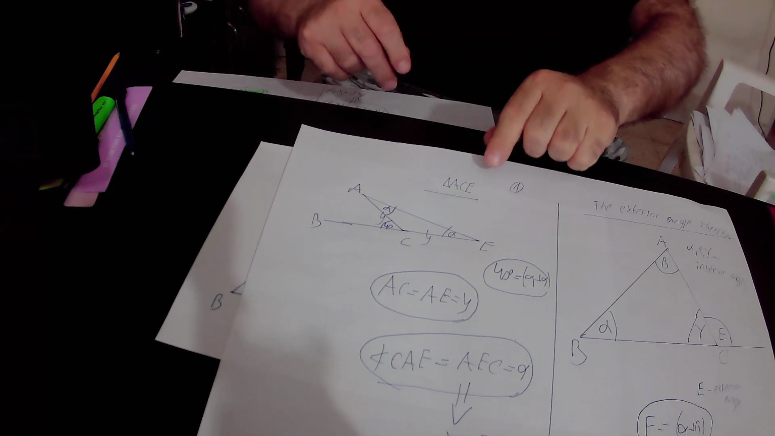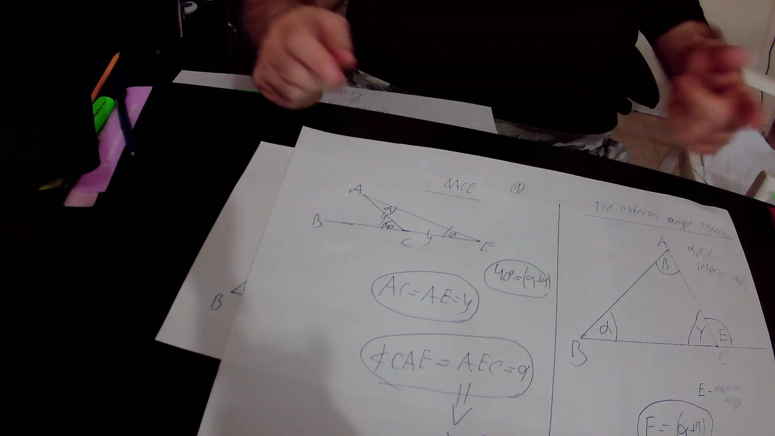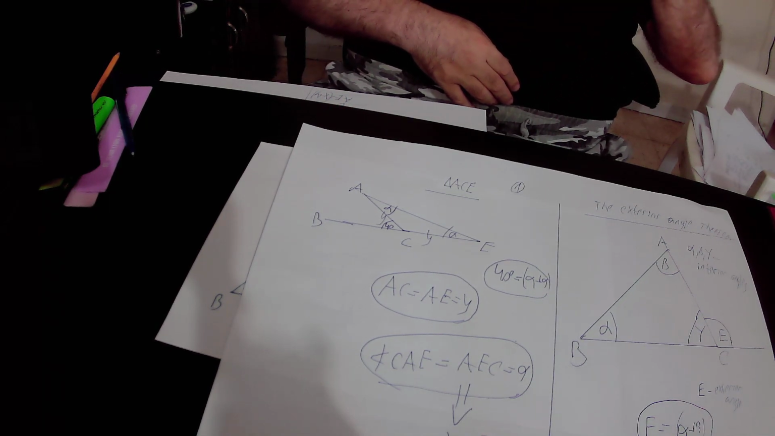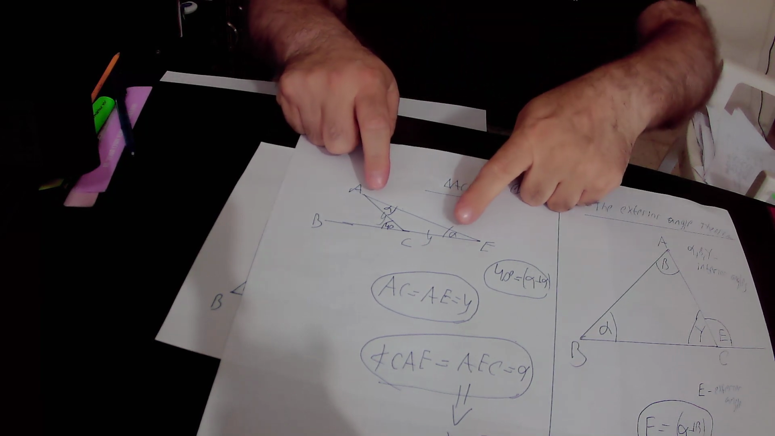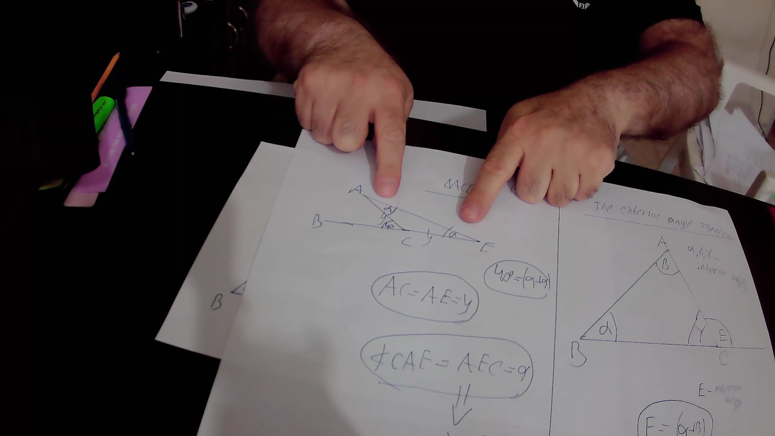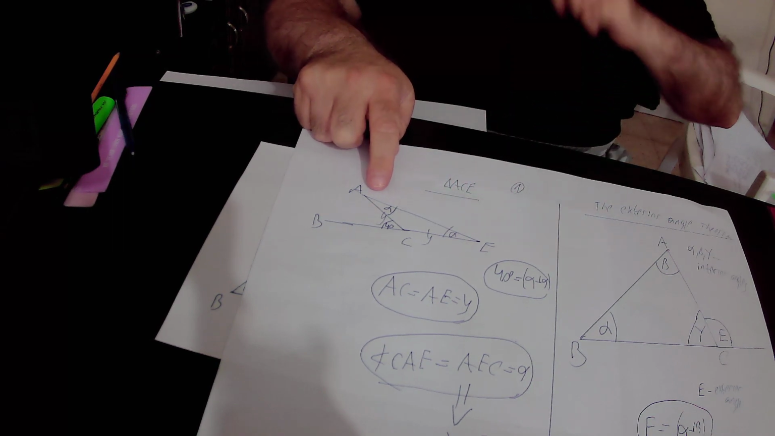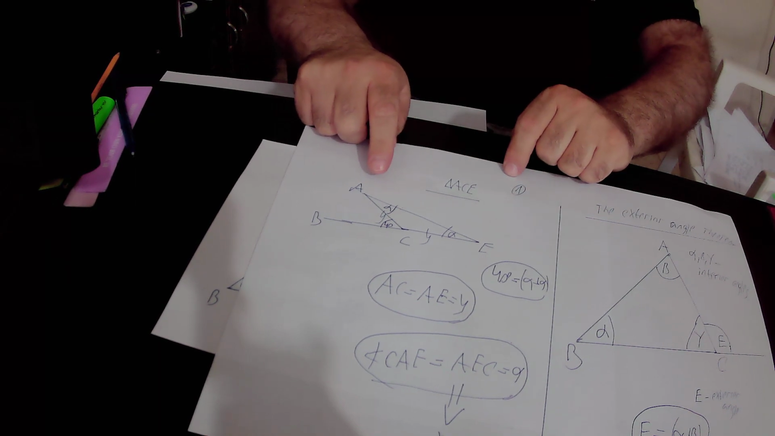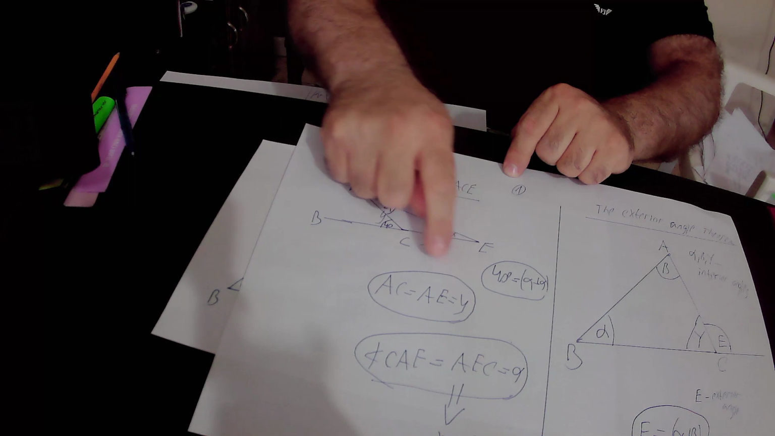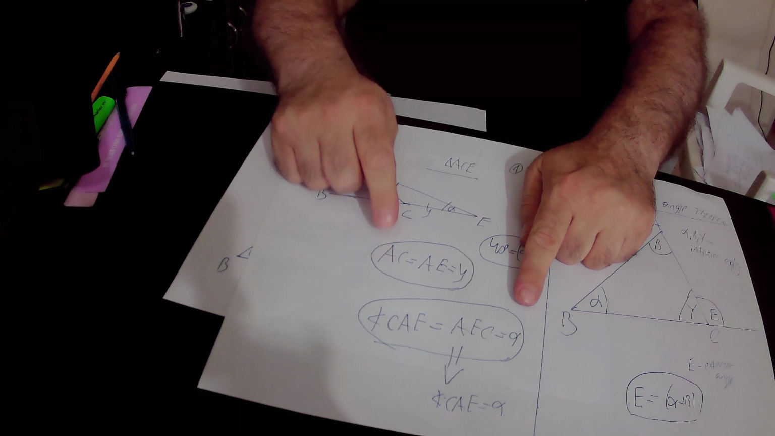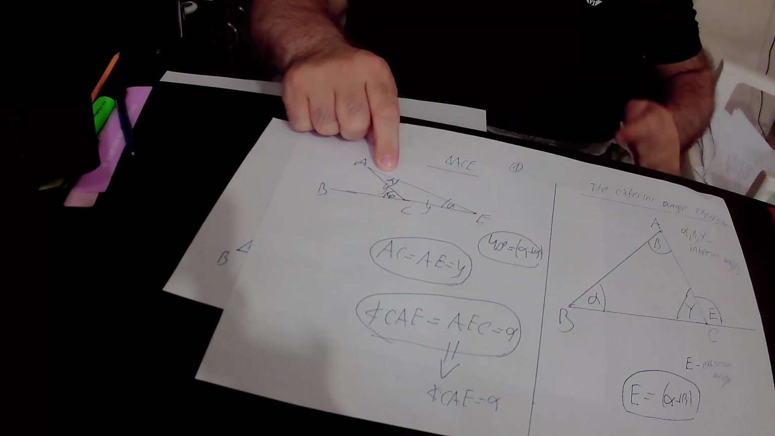In triangle ACE, those two sides are both equal to y, therefore they are equal to each other. And we have the rule that in front of equal sides in a triangle there are equal angles. So the two angles located in front of those two sides must be equal to each other. If one angle is alpha, then the other angle must also equal alpha. So since AC equals AE equals y, angle CAE equals angle ACE equals alpha.